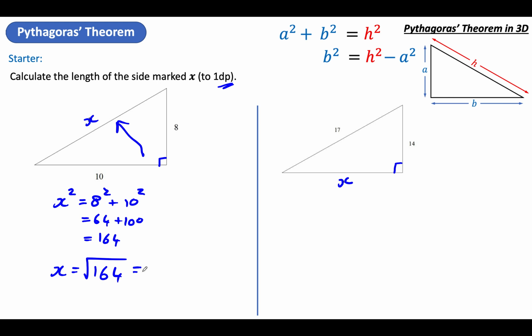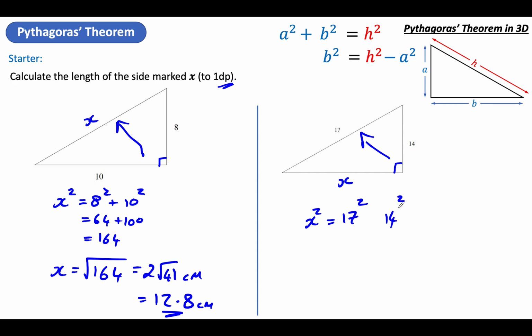Notice how I didn't use a calculator right up to that point. And in fact, I could still give my answer as a surd if I wanted to, which would be 2 root 41 centimeters. But because it said 1 decimal place, I'm going to do that, which is 12.8 centimeters to 1 dp. This time, that side is the long side, and I've got that, so I'm trying to find a short side. That means square, square, subtract, square root.